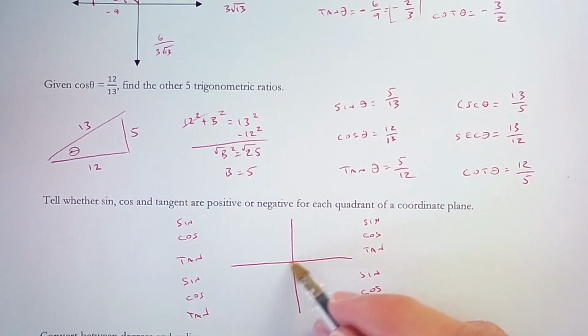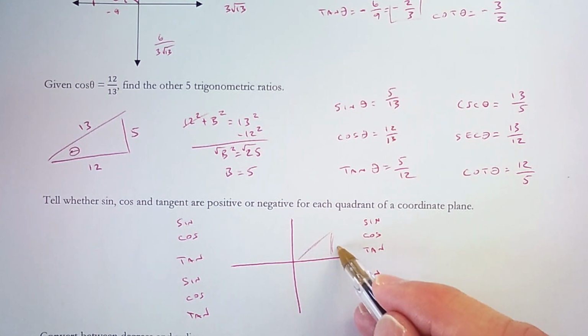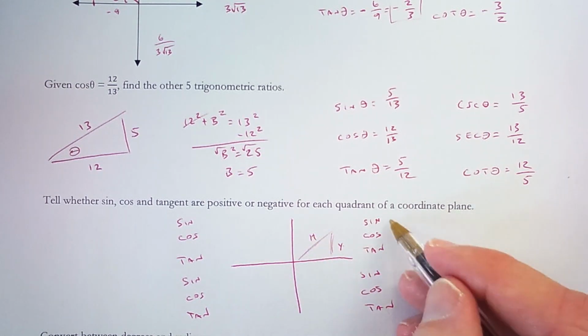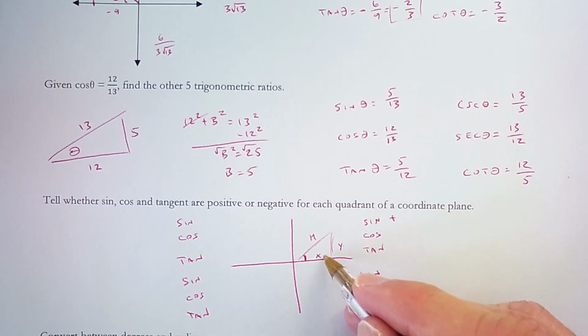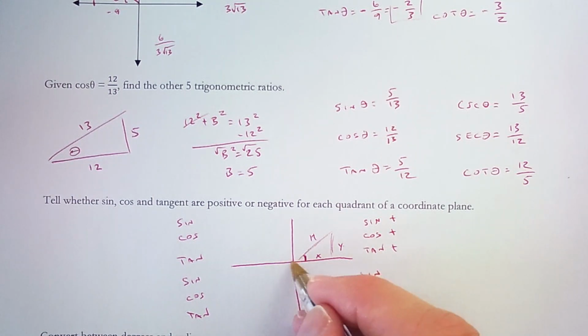So in the first quadrant, sine is opposite over hypotenuse. That's y over some hypotenuse. That's a positive over a positive. That's going to be positive. The adjacent for this reference angle, theta, is the x value over the hypotenuse. Those are positive numbers also. And tangent, opposite over adjacent, is positive over positive.